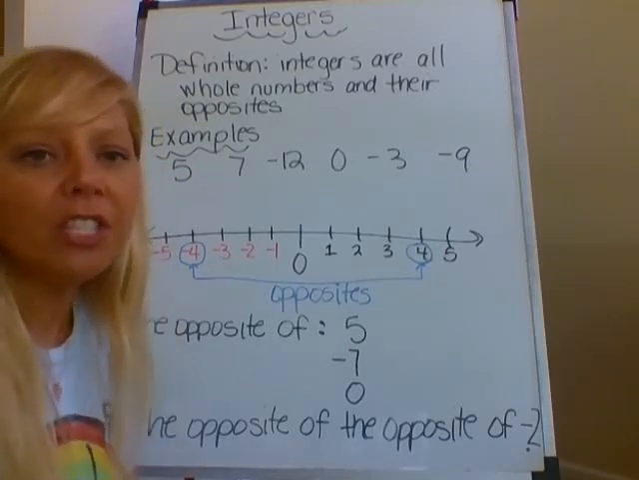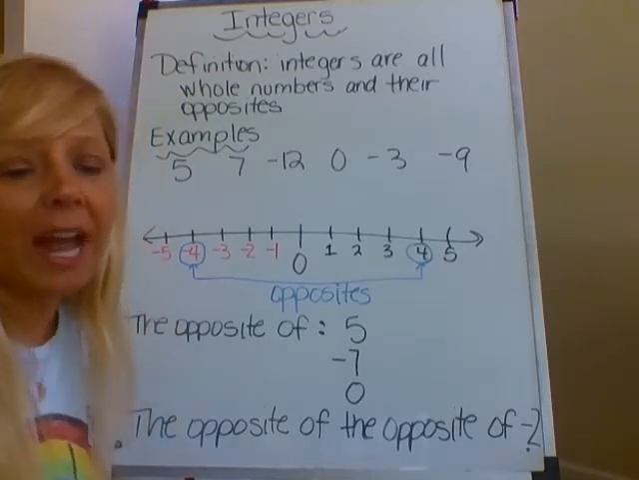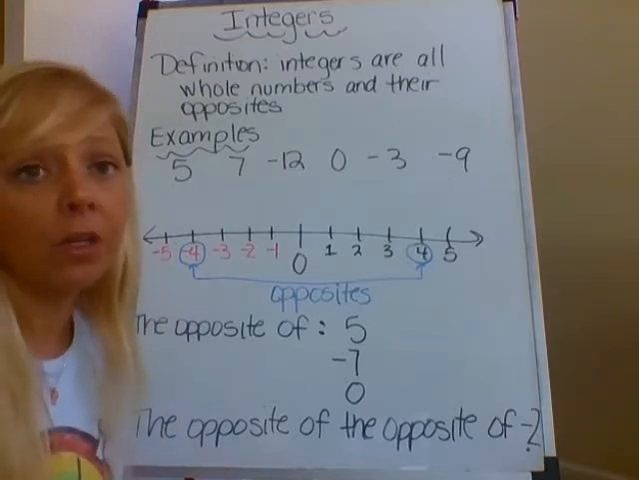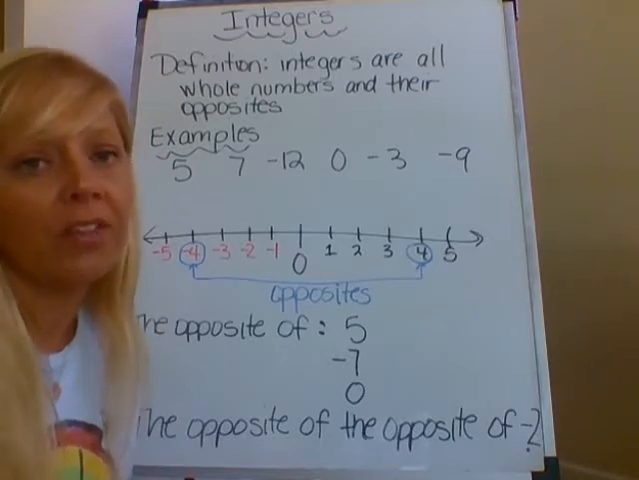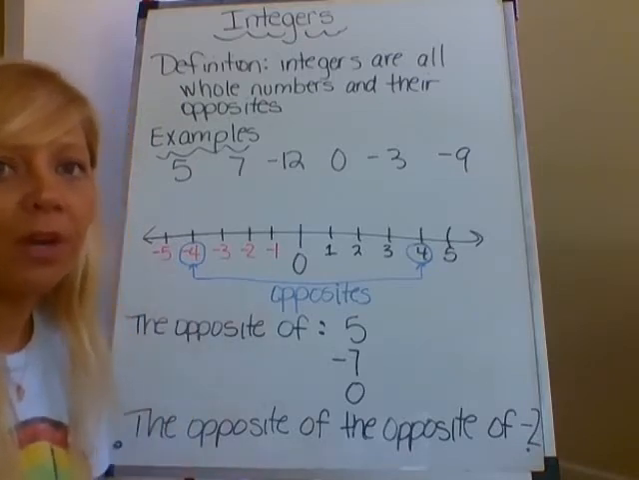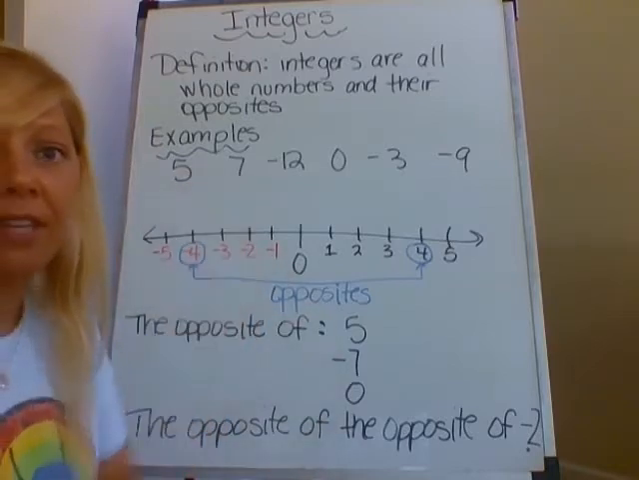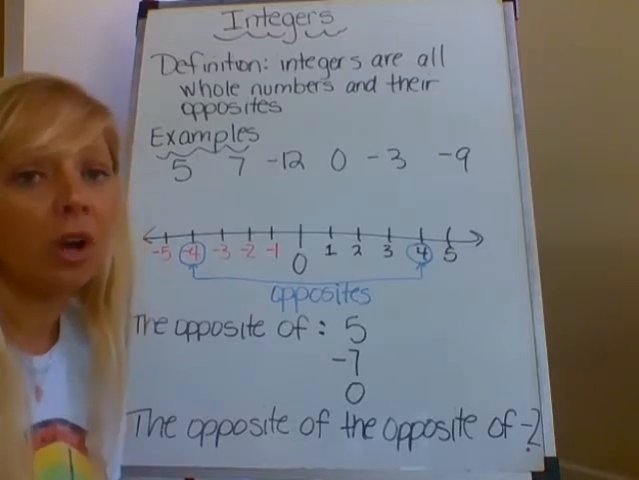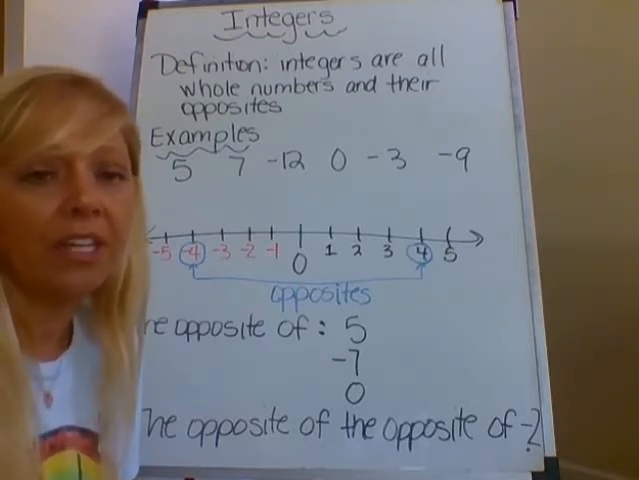All right, we are starting our integer and algebra unit, and integers are a fancy word for all whole numbers and their opposites. So examples of integers, I wrote a few up here on the board, are 5, 7, negative 12, 0, negative 3, and 9. So these are all whole numbers, and all their opposites are also the integers as well.